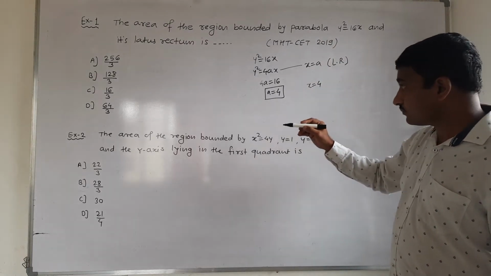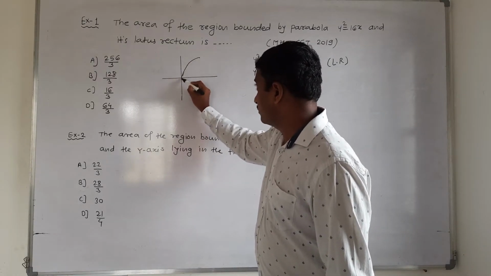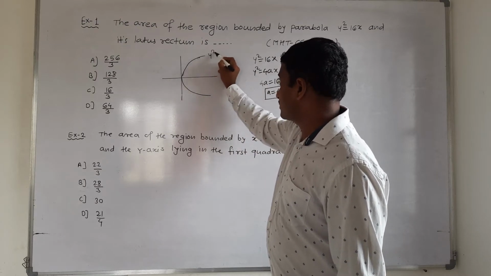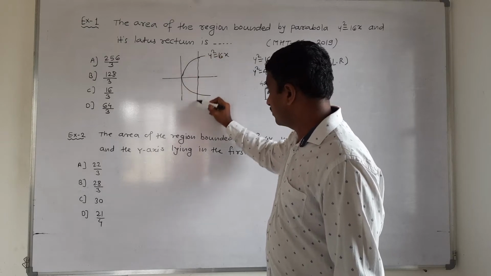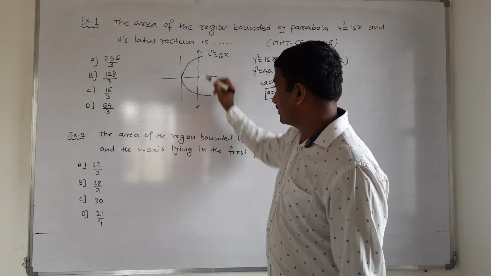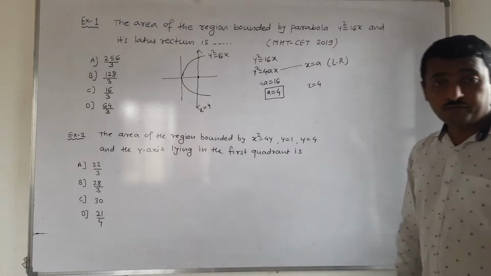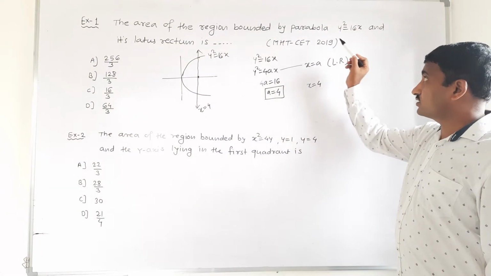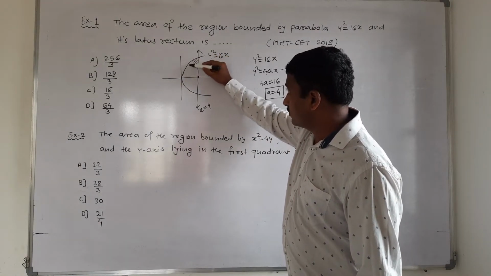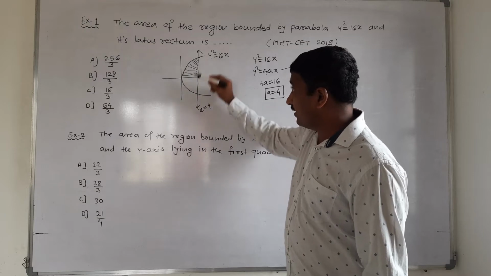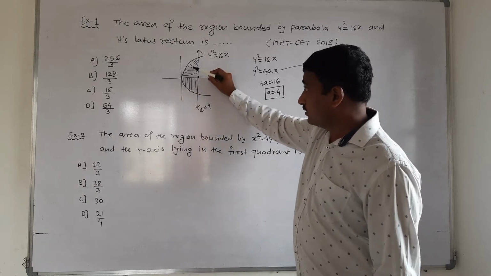So I draw this: y square is equal to 16x and latus rectum x equal to 4. We have to find the area of the region bounded by the parabola and this latus rectum. This is the region, and again it is symmetric. Therefore, below it is again the same, that is, this and this are the same.